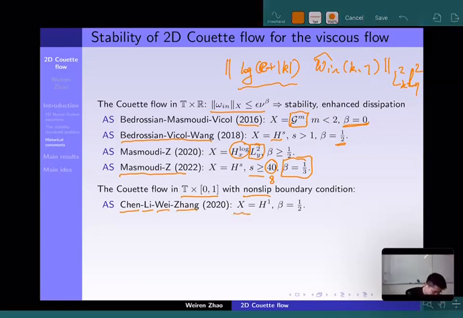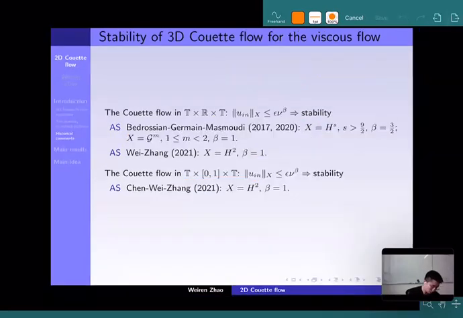They obtained that if X takes an H1 space, and then even with the boundary effect, you can take beta to be half. Okay, this is about the two-dimensional case. In the three-dimensional case, the first result is also obtained by Bajorson, Pierre-Germain, and Masmoudi.